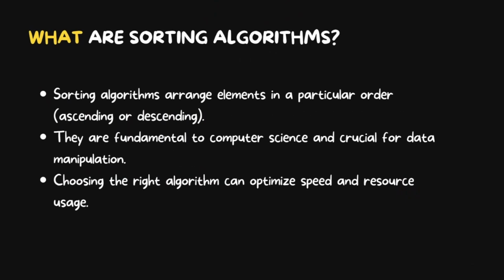Sorting algorithms are techniques that arrange elements in a particular order, like ascending or descending. They are fundamental in computer science and are used to organize data for easier access and manipulation. Choosing the right sorting algorithm is important because it can drastically affect the speed and resource usage of your programs. For example, a good sorting algorithm can turn an otherwise slow program into a lightning fast solution.